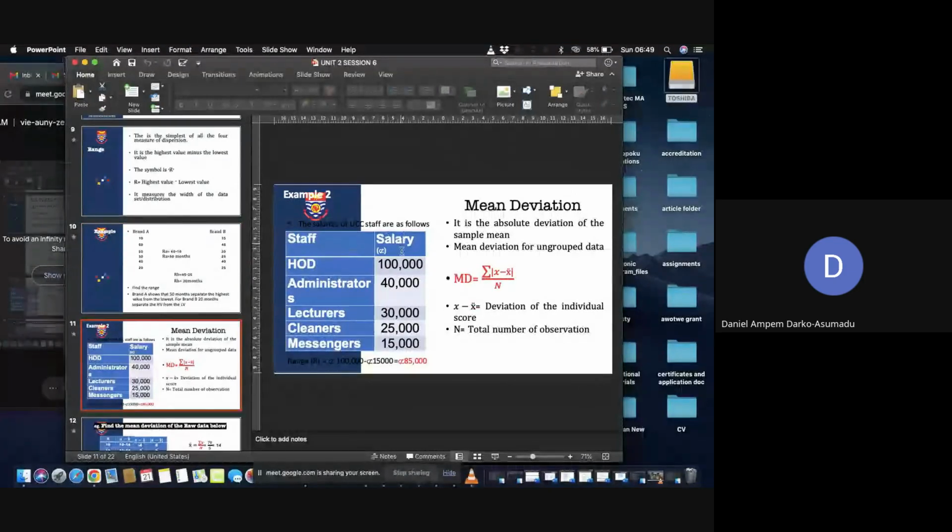Another example is looking at salaries of workers in a university. This is just tentative figures, it's not real. HODs are receiving 100,000 cedis a year, then administrators, lecturers, cleaners, messengers. To find the range, it is the highest value, which is 100,000, minus the lowest value, which is 15,000. It gives you a value of 85,000 Ghana cedis. So this is how we calculate the range.